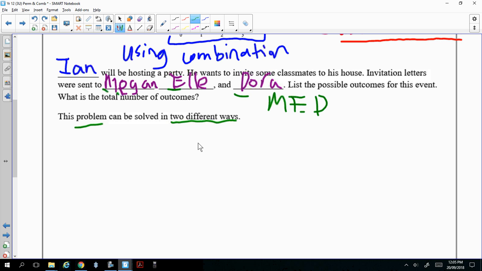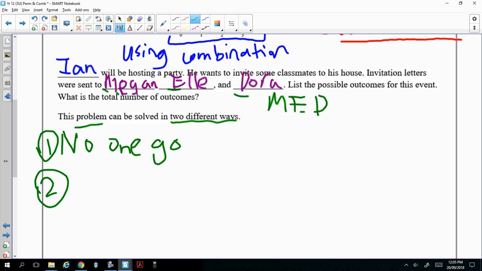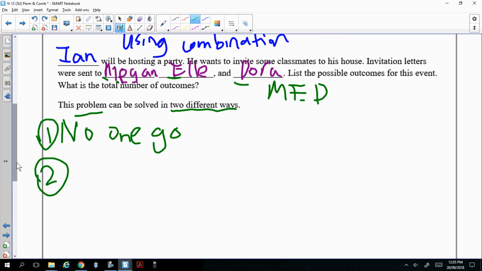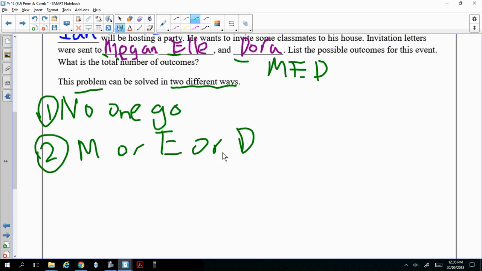Well, one possibility is that no one goes, right? Okay, good. That's one possibility. What's another possibility? One person goes, but who could go? It could be Megan, or Elle, or Dora, right? And how many ways are there? There are 3 ways.